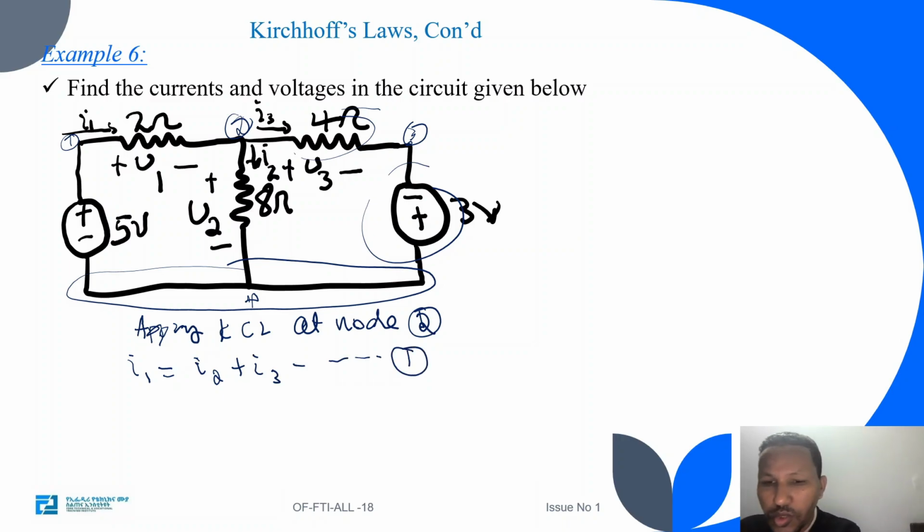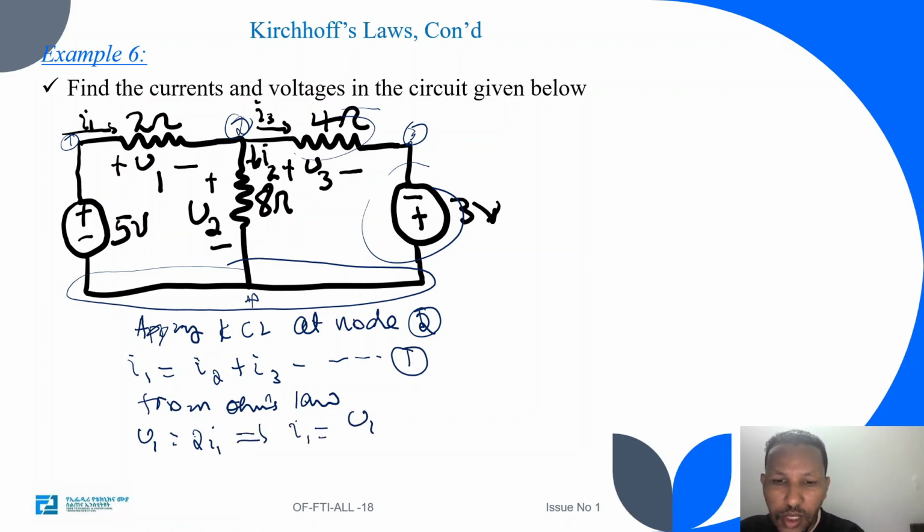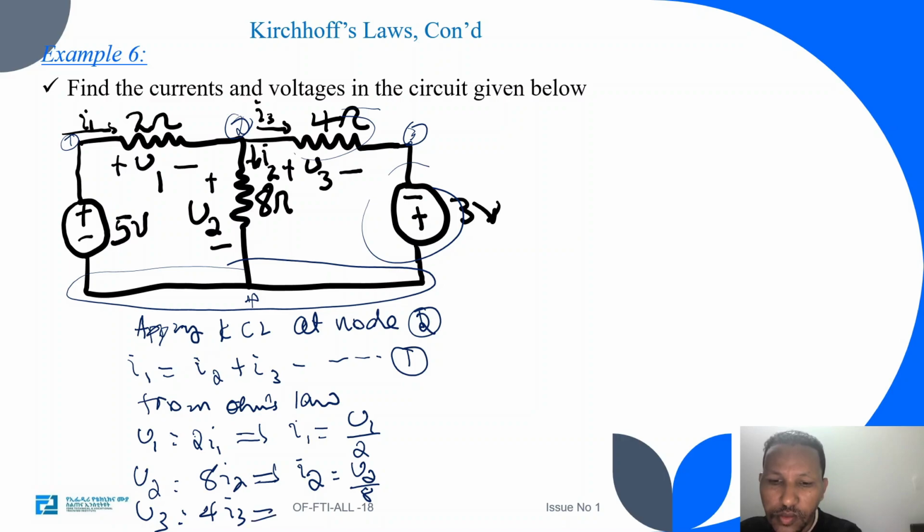From Ohm's law, we can write V1 equals twice I1. From this, I1 is equal to V1 over 2. V2 equals 8 I2, so I2 is equal to V2 over 8. V3 equals 4 I3, so I3 is equal to V3 over 4.